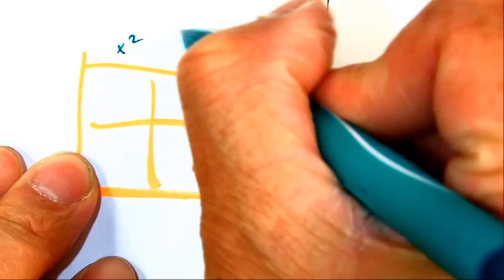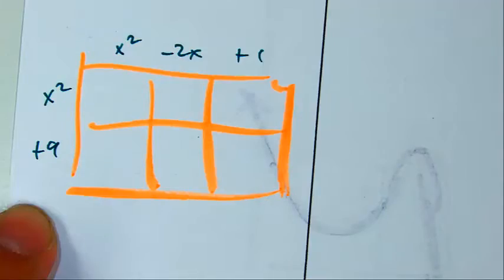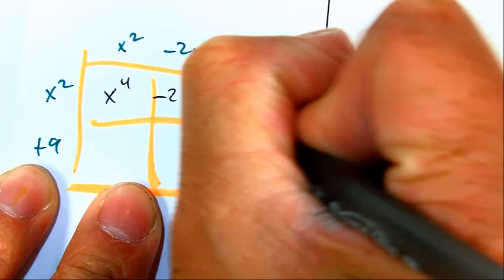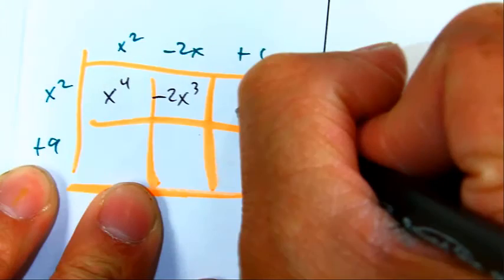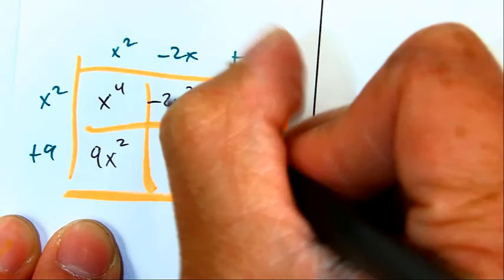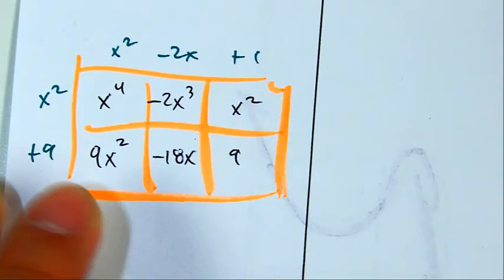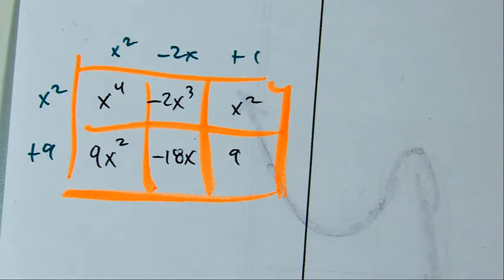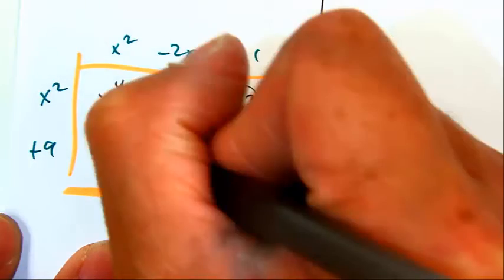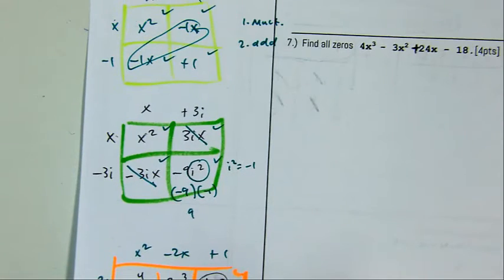And up here I'm going to put in x squared minus 2x plus 1 and x squared plus 9. X times x is x to the 4th. That becomes negative 2x to the 3rd. x squared. 9x squared. Negative 18x and 9. And then there I'm just going to combine like terms. The only like terms I noticed here are a 1x squared and a 9x squared. So that gives me 10x squared.